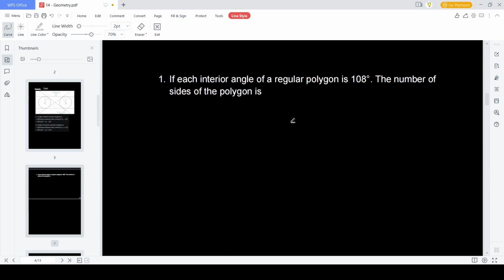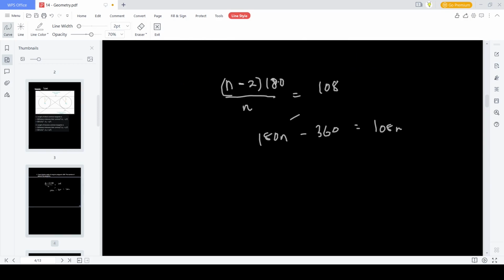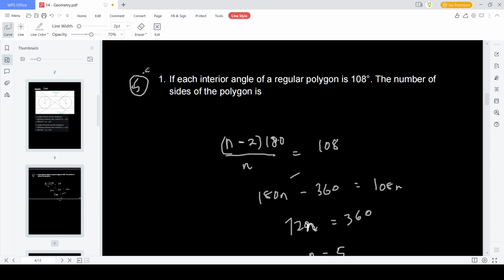Okay, we'll start with the questions. The first question is, if each interior angle of a regular polygon is 108 degrees, the number of sides of the polygon is what? I told you the sum of all angles in a polygon can be written as (number of sides minus 2) into 180. If it's a regular polygon, each angle will be that divided by n, and this is equal to 108. I will just cross multiply: 180n minus 360 is equal to 108n. So I will get 72n is equal to 360. So n comes as 5. The number of sides is 5. That's all.